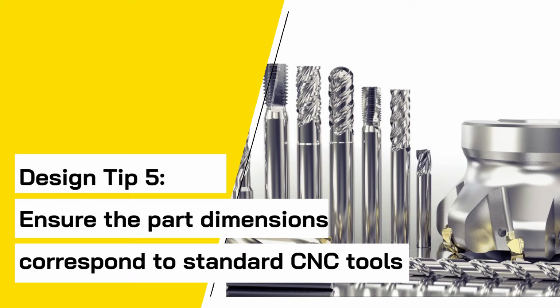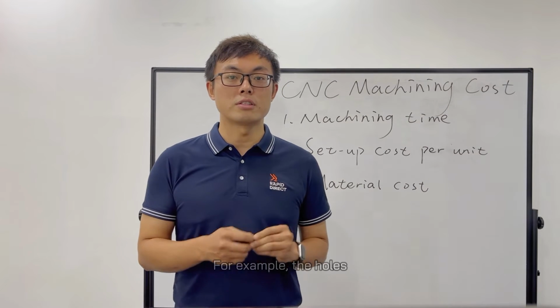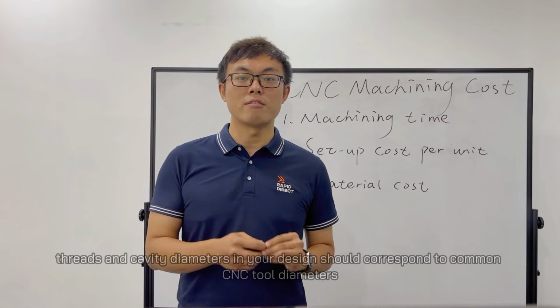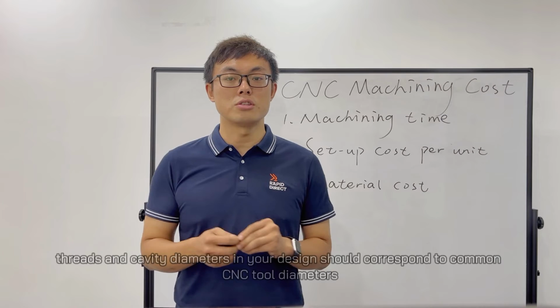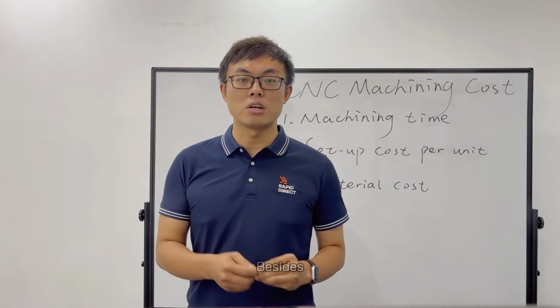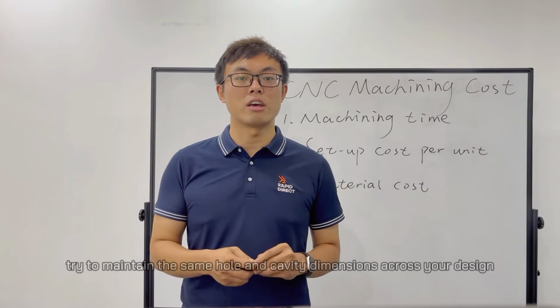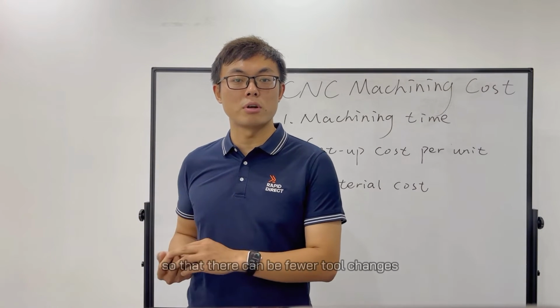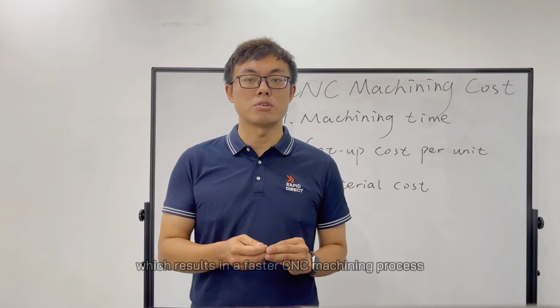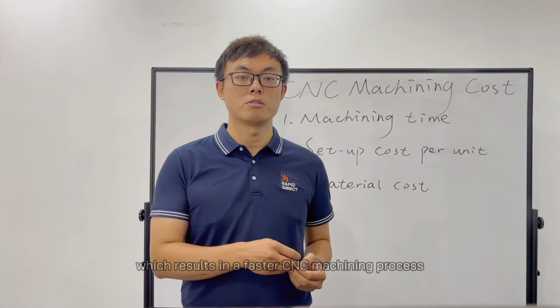Design tip number 5. Ensure the part dimensions correspond to standard CNC tools. For example, the hole, thread, and cavity diameters in your design should correspond to common CNC tool diameters. Besides, try to maintain the same hole and cavity dimensions across your design so that there can be fewer tool changes, which results in a faster CNC machining process.